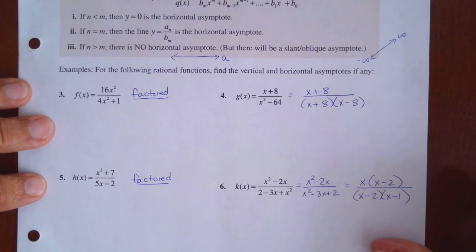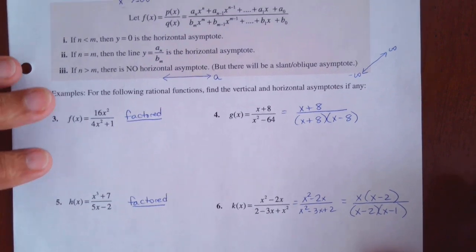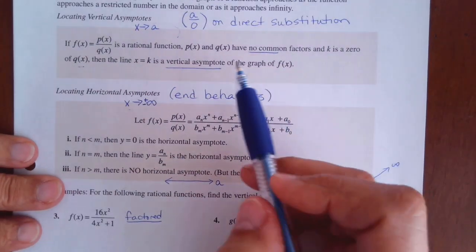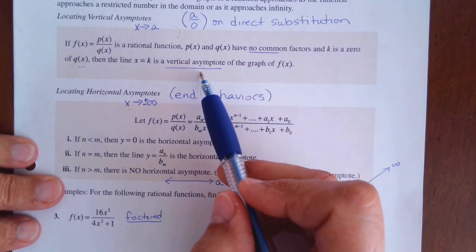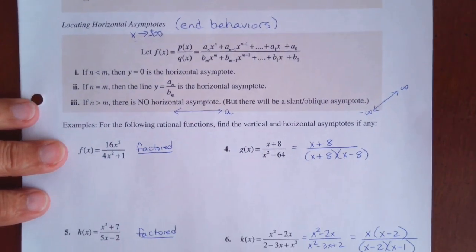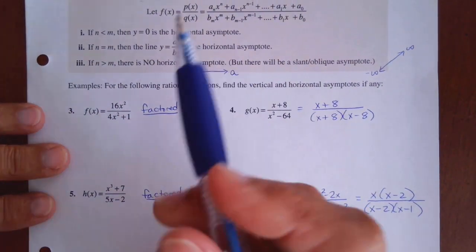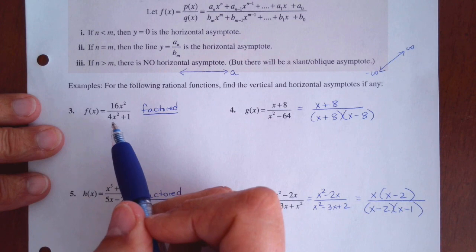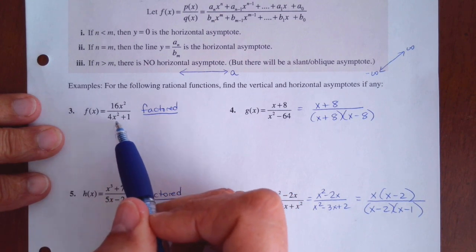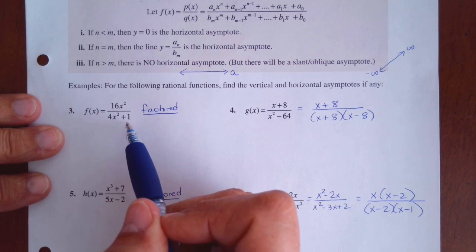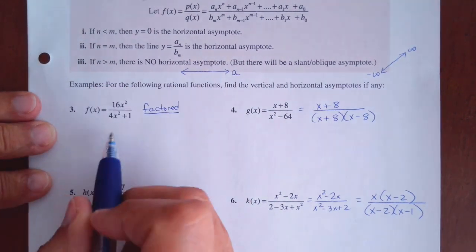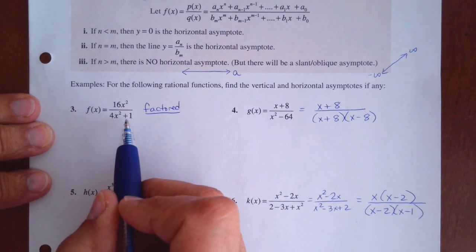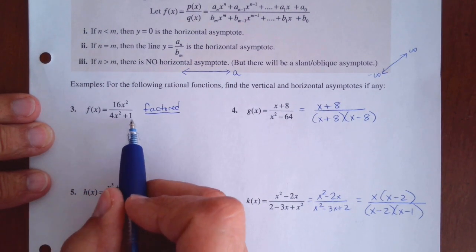Remember, for vertical asymptotes, what makes the denominator equal 0? That's not a common factor. For number 3, to find out what makes the denominator equal to 0, I would set that equal to 0 and solve it. Hopefully if you look at that, you'll know there's no solution to that because this is a positive number and so is that.